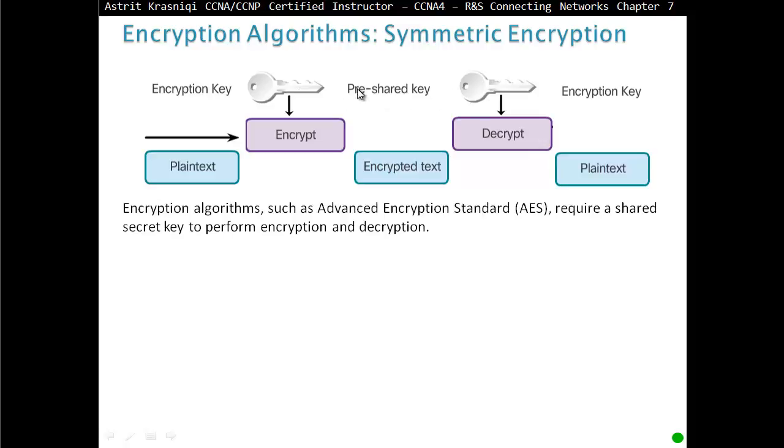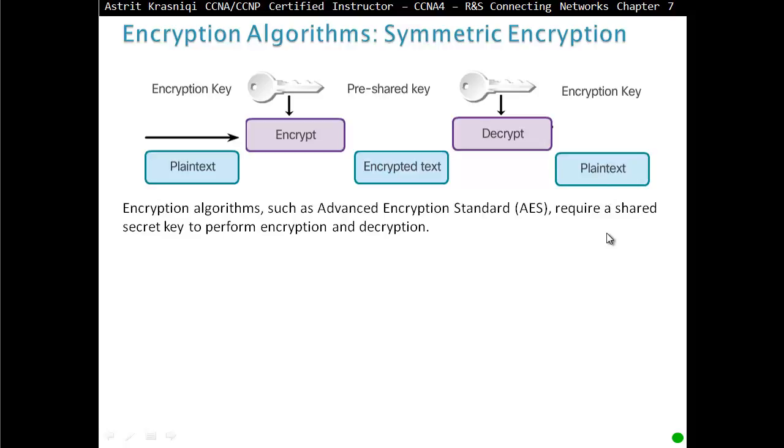So before we send the message, we have a plain text message. We encrypt that message with a key. Already the destination knows about that key. And we send the encrypted text. The destination has the same key, will be able to decrypt it and read the plain text.